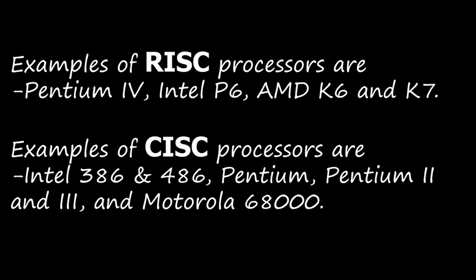Pentium 2 and Pentium 3 come under CISC, and Pentium 4 comes under RISC. Keep it in mind, this will come for 1 word. They may ask whether Pentium 4 is an example of RISC or CISC. You shouldn't confuse it: Pentium 2 and Pentium 3 are CISC, and Pentium 4 is a RISC.